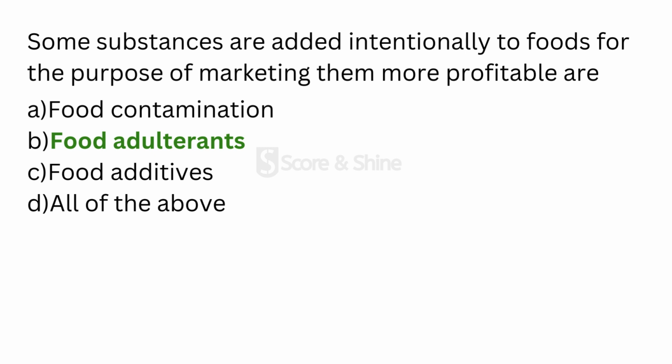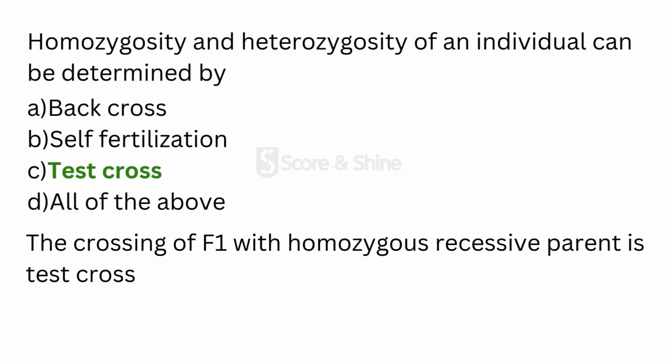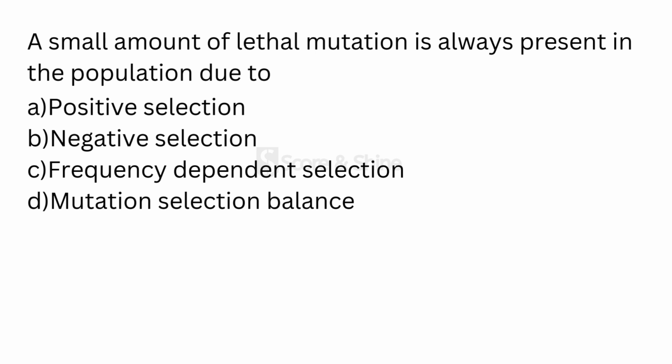And next, some substances are added intentionally to foods for the purpose of marketing them more profitably. That is food adulterants. And next, homozygosity and heterozygosity of an individual can be determined by. The answer is test cross. So the crossing of F1 with homozygous recessive parent is called test cross. And next, the small amount of lethal mutation is always present in the population due to. The answer is mutation selection balance.